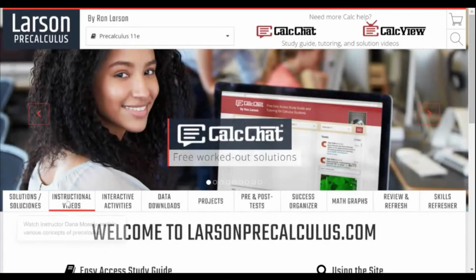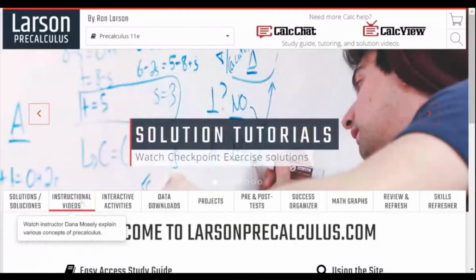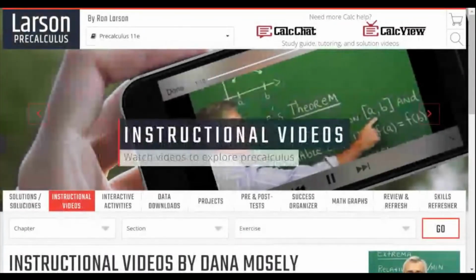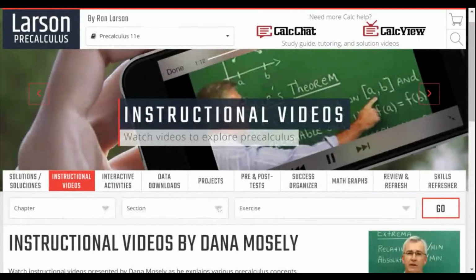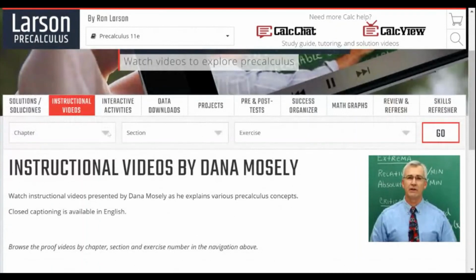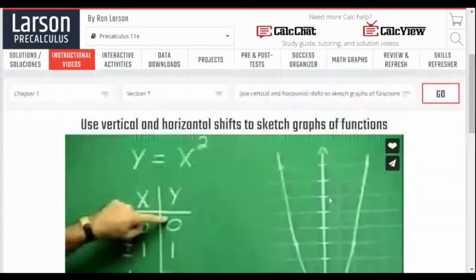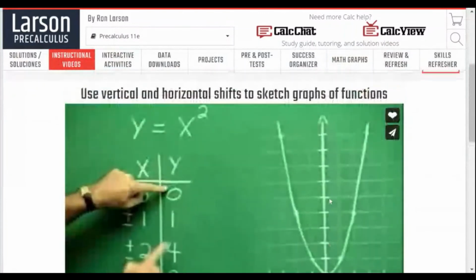All right, notice there are solutions. It says watch and listen to the workout solutions to the checkpoint exercises. There are instructional videos again. So if you're having trouble with a section, chapter 1, section 7, for example. Go. You gotta choose everything on here, I see. It will give you a video on that particular item that you selected. So there are tons of resources.